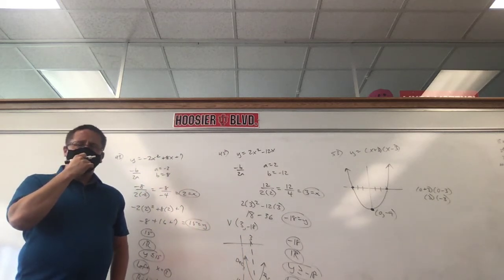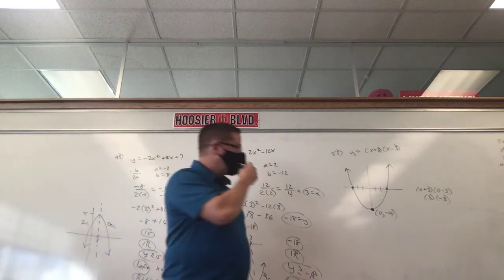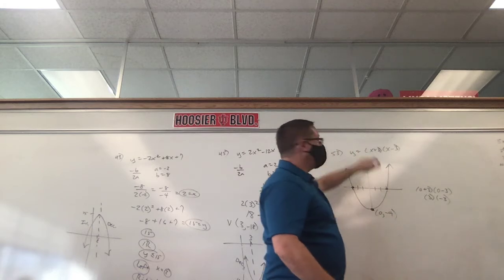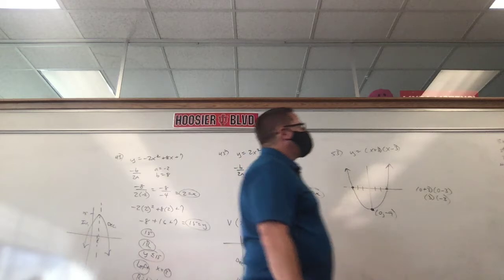Does it make sense that it was -9 instead of +9? Yeah, it couldn't have been +9, because it would have been up here, which means the parabola would have opened down, and it doesn't. It opens up. Okay, so we know what the graph is.